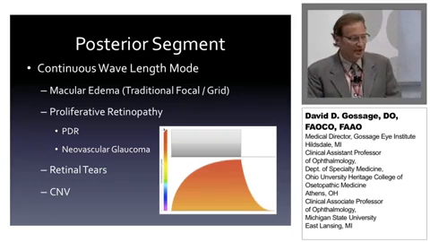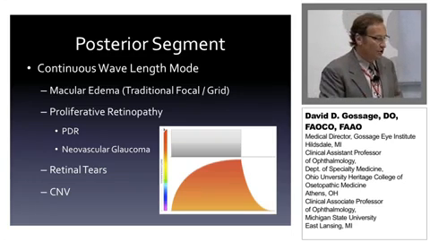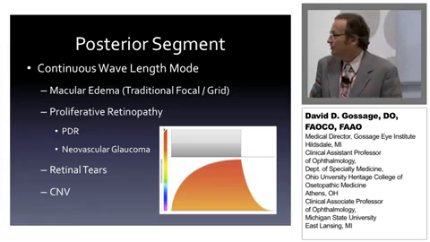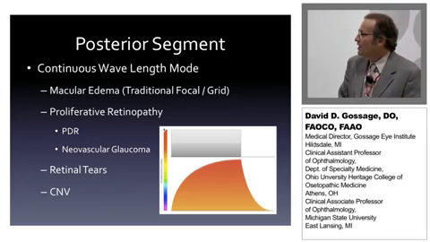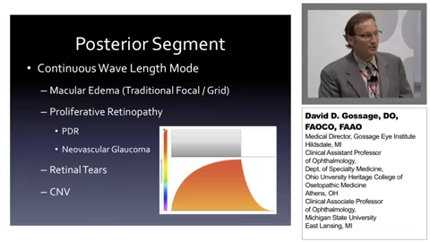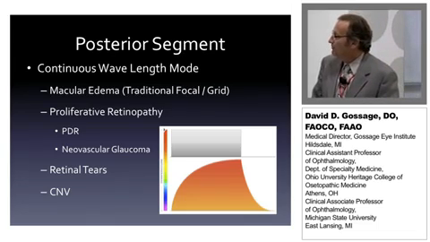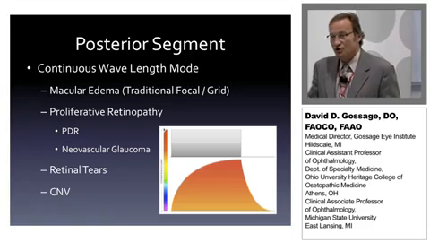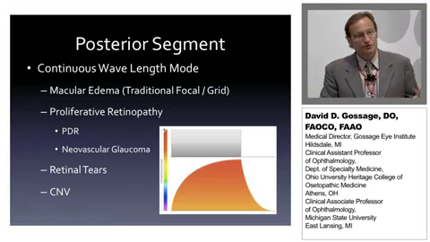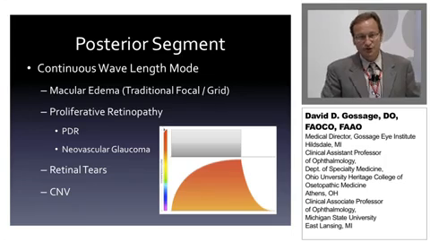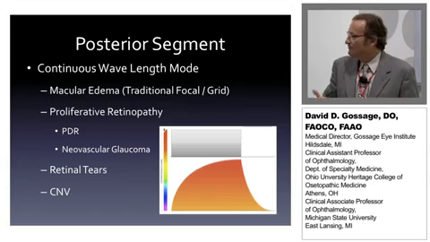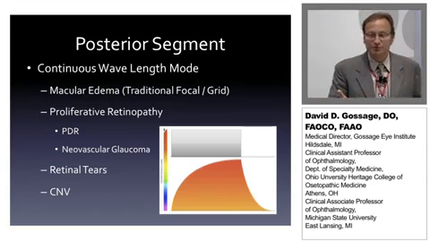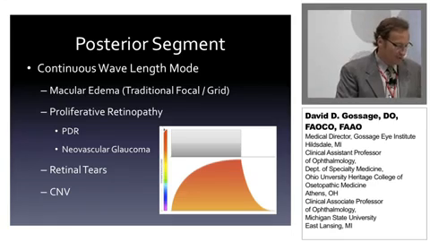The advantage to this laser is in the continuous wavelength mode. You can use it for your traditional macular edema if you want to do a traditional grid or a focal laser on them. It's good for patients with proliferative retinopathy if you want to do a PRP, and people with neovascular glaucoma who needs to be treated. It's great for treating retinal tears, and also if you had a patient who didn't want anti-VEGF therapy and had a choroidal neovascular membrane and need to be treated, you can do it also with thermal laser too.